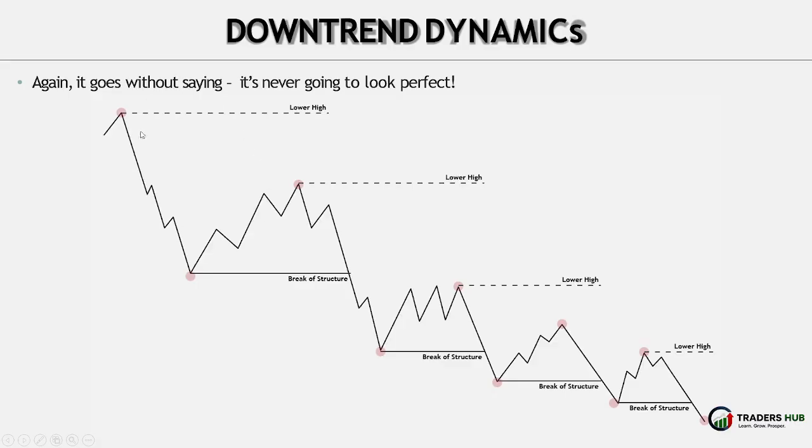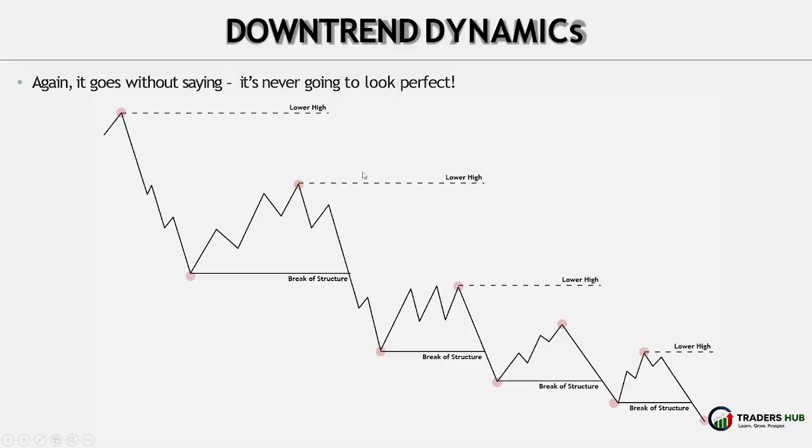Again, if we pay attention to this chart, you can see that after forming this lower high, the lower high can only be confirmed by a break of structure of the previous lower low. Now you can see that we had a correction, and whatever is inside that correction, we take that as an internal structure.